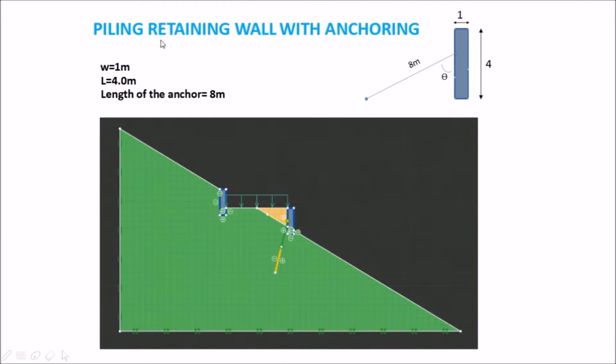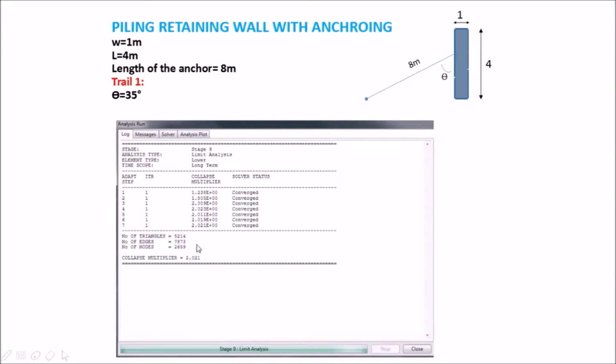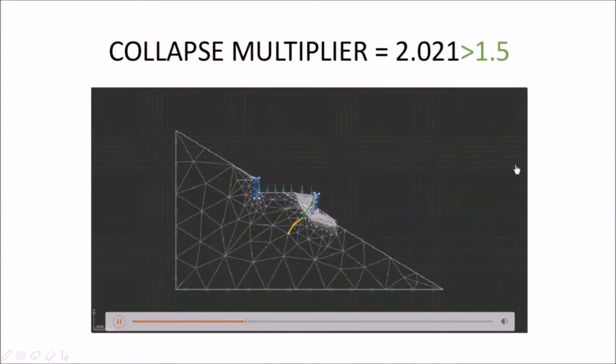The second retaining wall design is the pile retaining wall with anchoring. The length of the anchor is 8 meters, and we only change the angle between the piling wall and the anchor to find the best design. The first trial is to make the angle equal to 35 degrees. After running analysis, we find that its safety factor is 2.021, so it is not satisfactory.